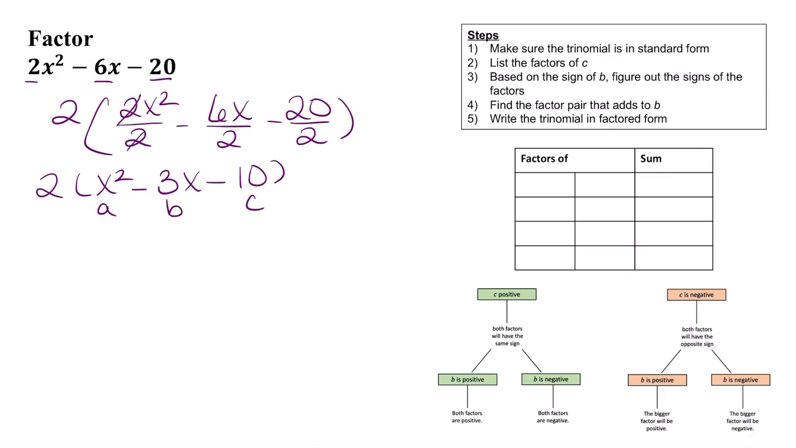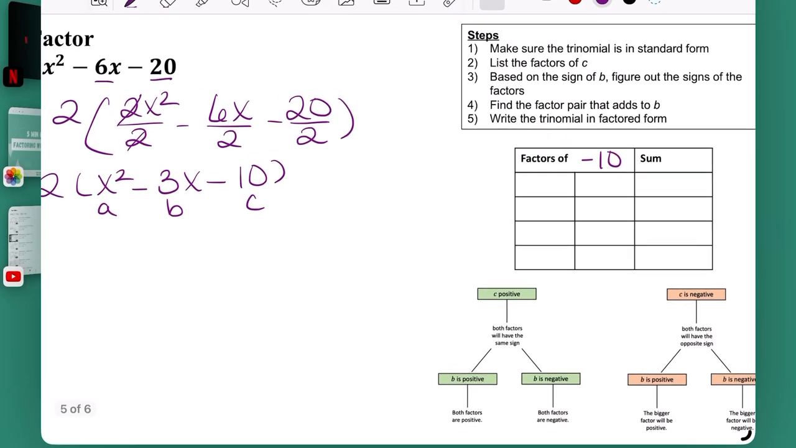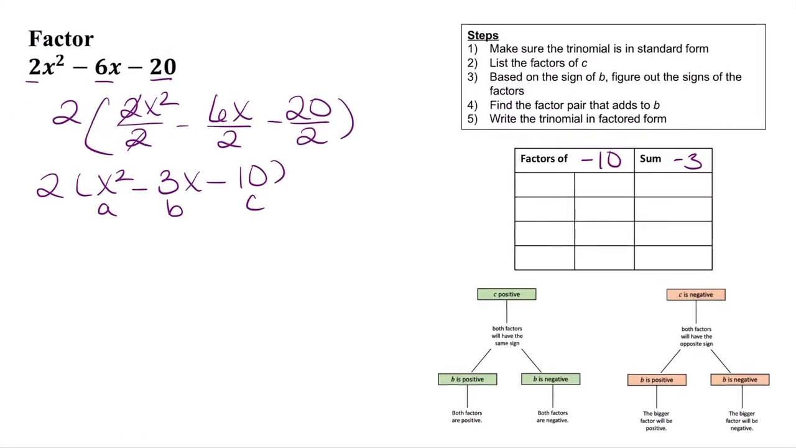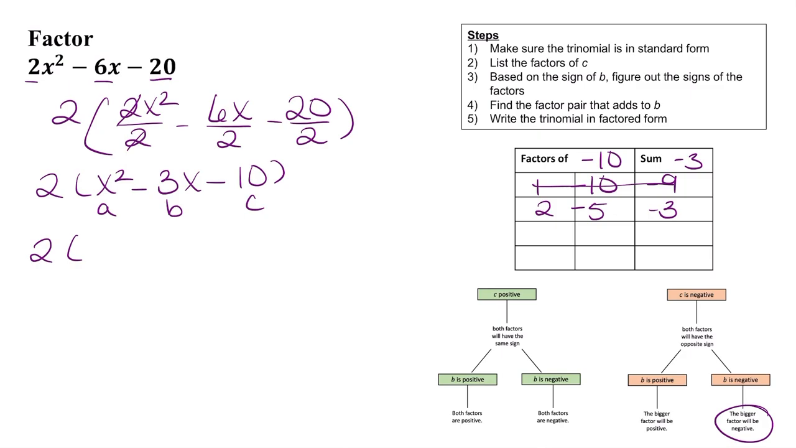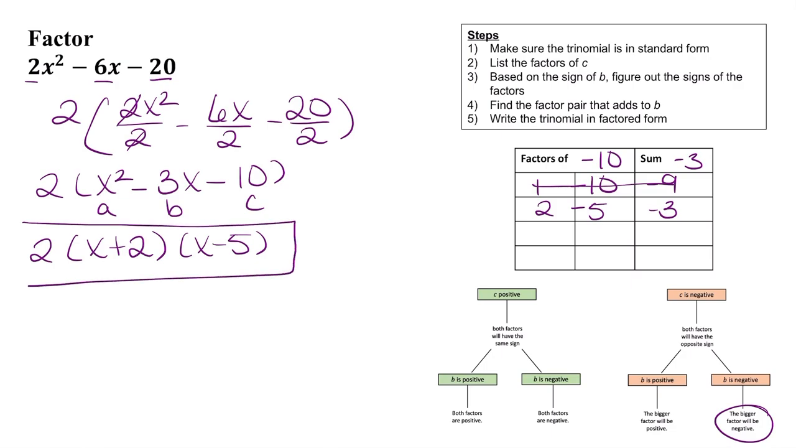So I can just look at the factors of c, which is negative 10, that are going to add up to b, which is negative 3. So when I do that, I'm going to list out the factors of 10, which are 1 and 10, 2 and 5, and now I need to figure out the signs. Notice that c is negative and also b is negative. So that means that I'm going to make my bigger factors all negative. So 10 is negative, 5 is negative. 1 plus negative 10 is negative 9. 2 plus negative 5 is negative 3, so the correct combination is 2 and negative 5. So this now in factored form is going to become 2 times x plus 2 times x minus 5. Remember, when you write your final factored form, always you need to include the GCF.